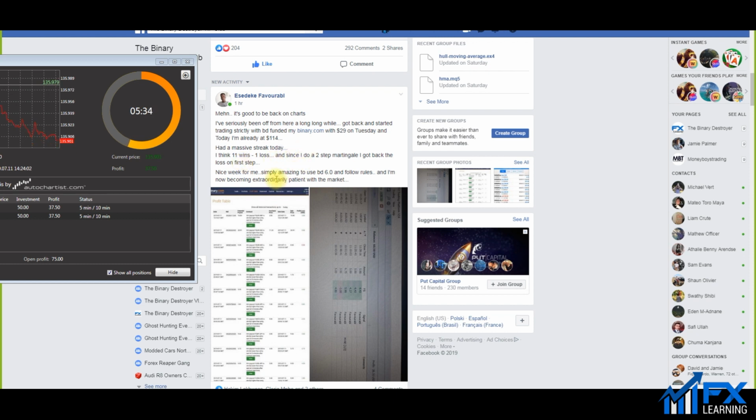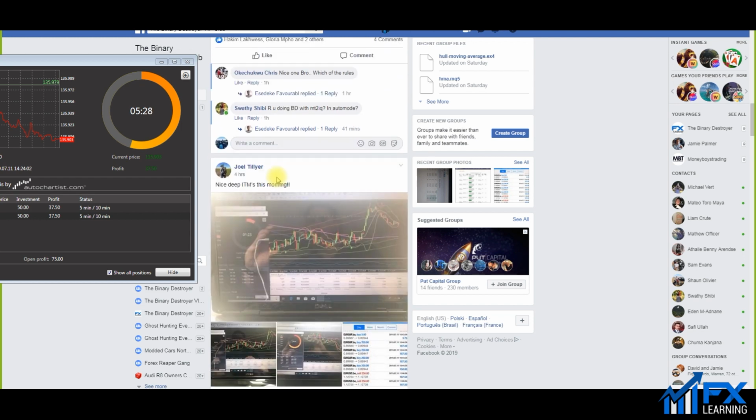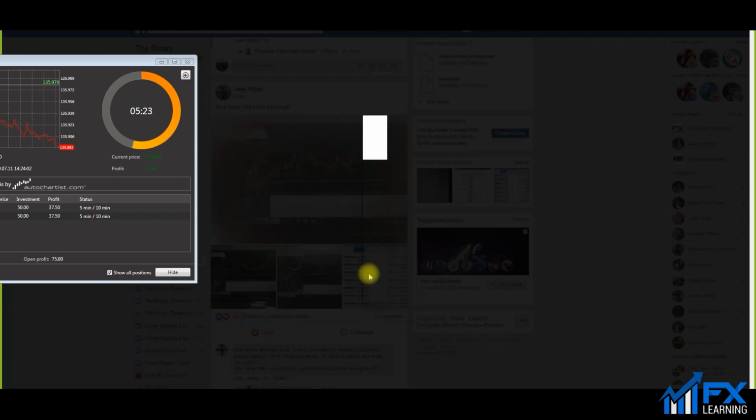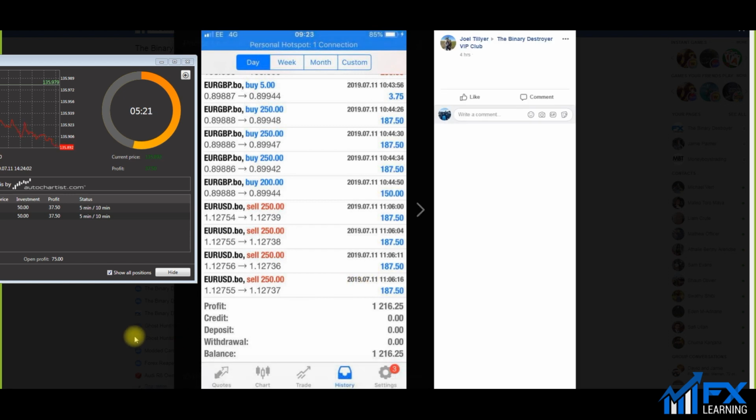Next week for me, simply amazing to use BD 6.0, follow the rules. So yeah, as you can see, a nice result there. Nice deep ITMs this morning. For some reason, a lot of binary traders this week have been smashing it. That's a nice amount of profit. That's a nice amount of wins as well. Very nice.